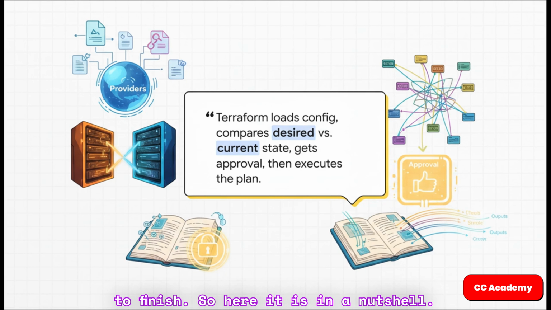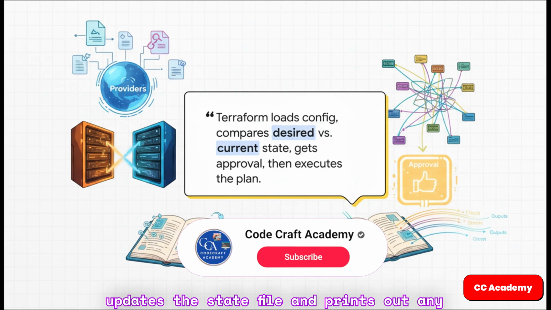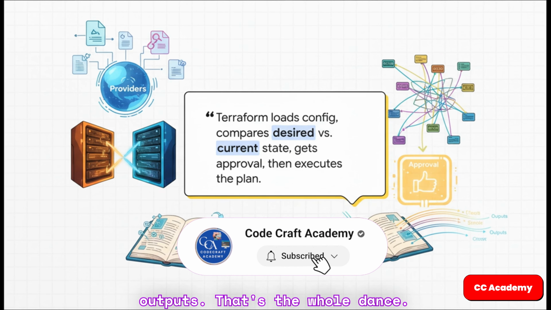So here it is in a nutshell. When you run Terraform apply, Terraform first loads your config and reads the current state, putting a lock on it to prevent conflicts. Then it refreshes that state against the real world and generates a plan by comparing what you want versus what you have. After you approve it, Terraform executes that plan, making API calls in the right order based on its resource graph. And finally, it updates the state file and prints out any outputs. That's the whole dance.